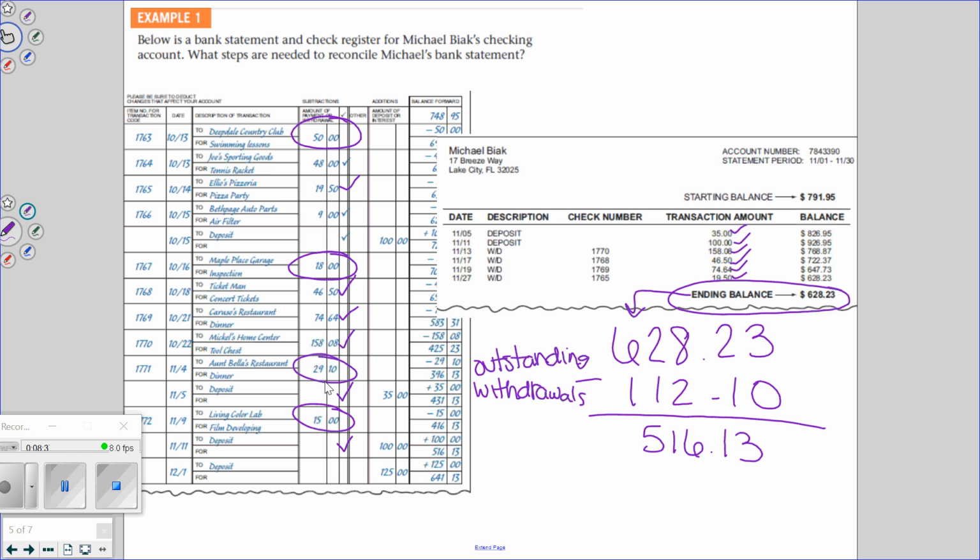And then do you have any outstanding deposits? Good. You had 120, but that one at the very bottom, right? It's the only one that wasn't checked. So that's a deposit, so we'll add that back in. Add that one back in, 125. You get 641.13. Uh-oh, did we lose something? We didn't balance. What happened?